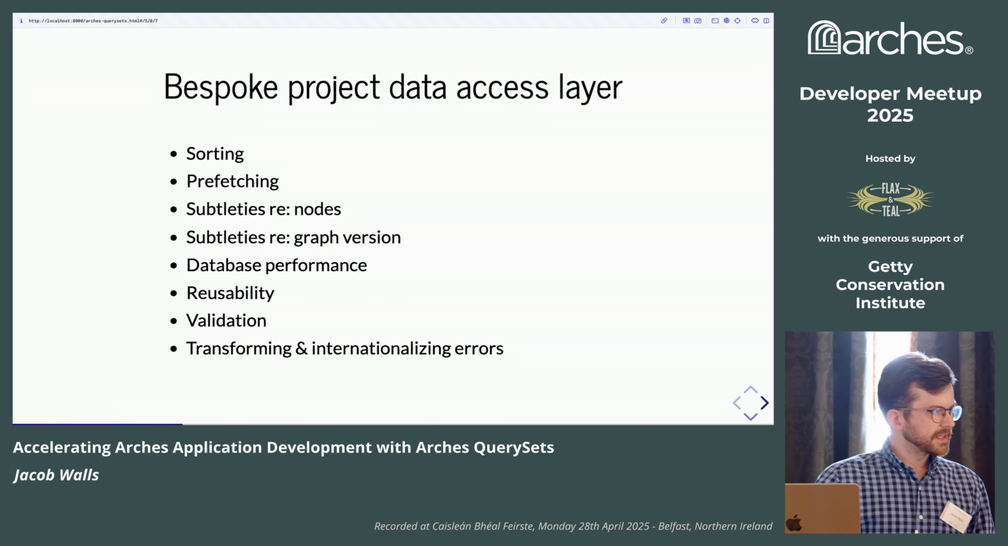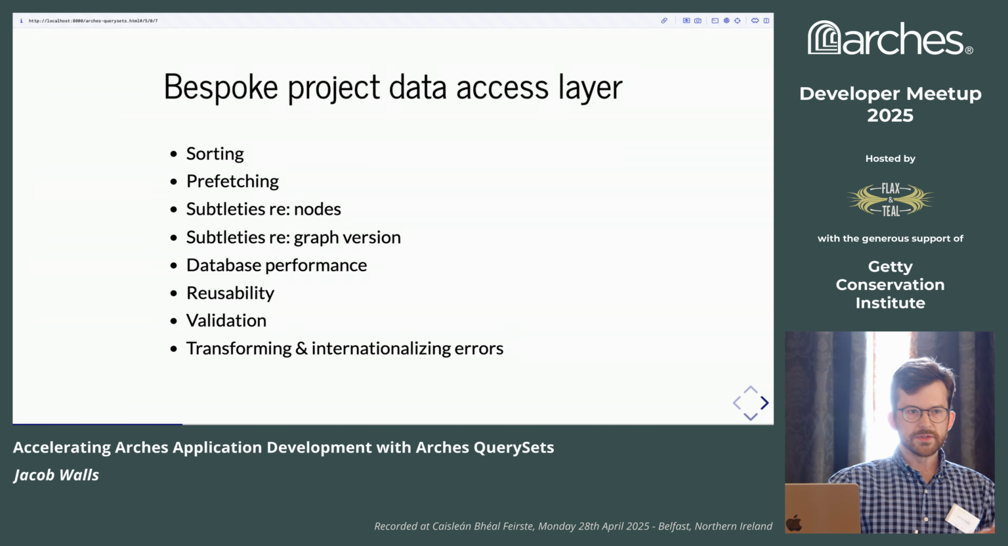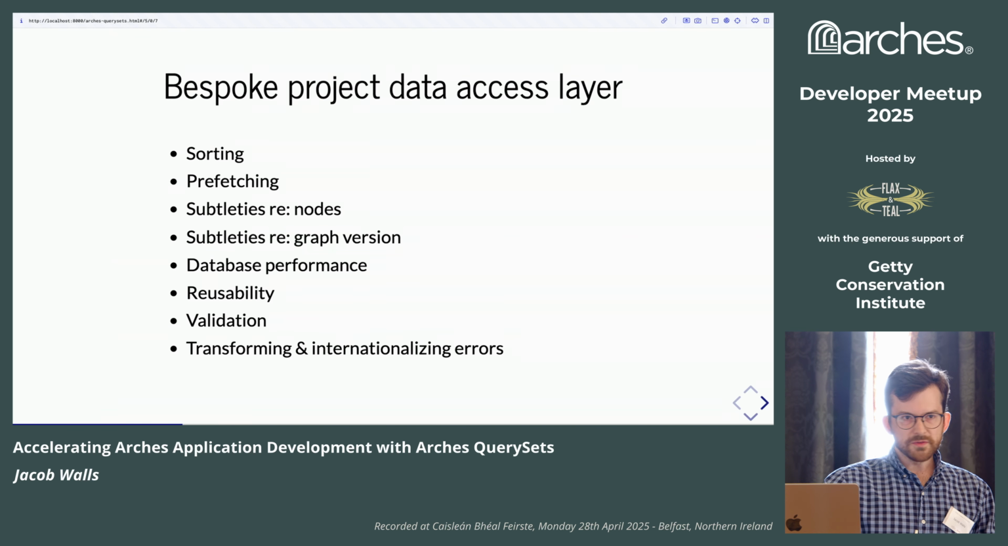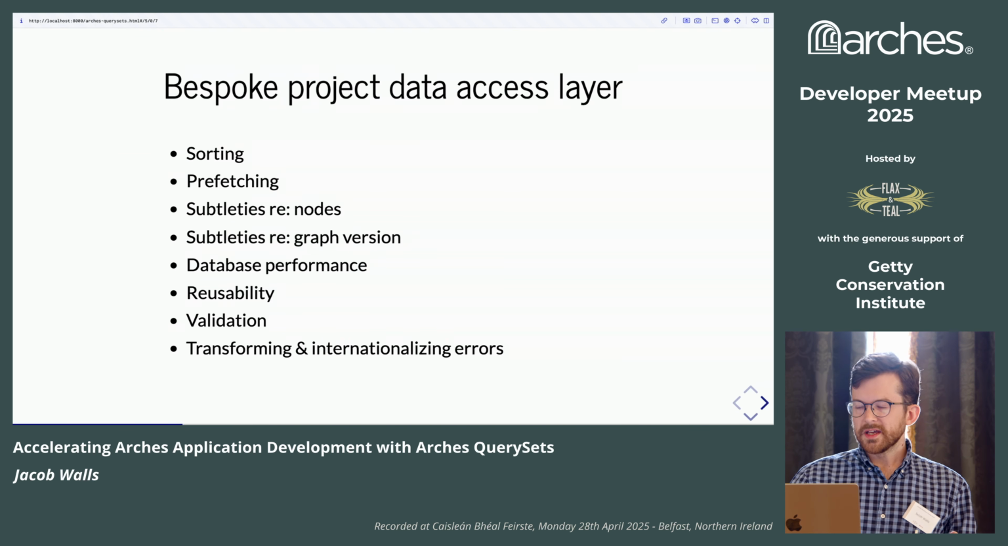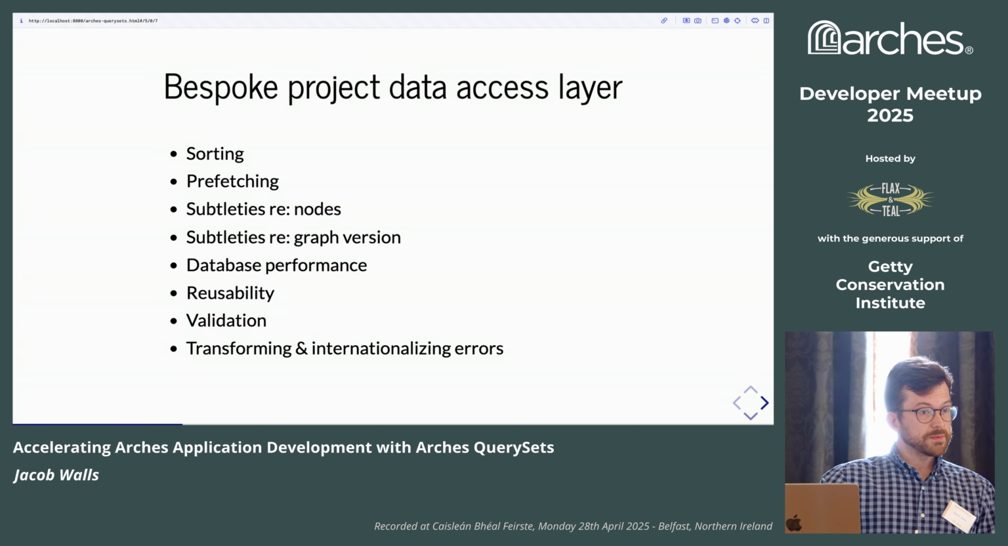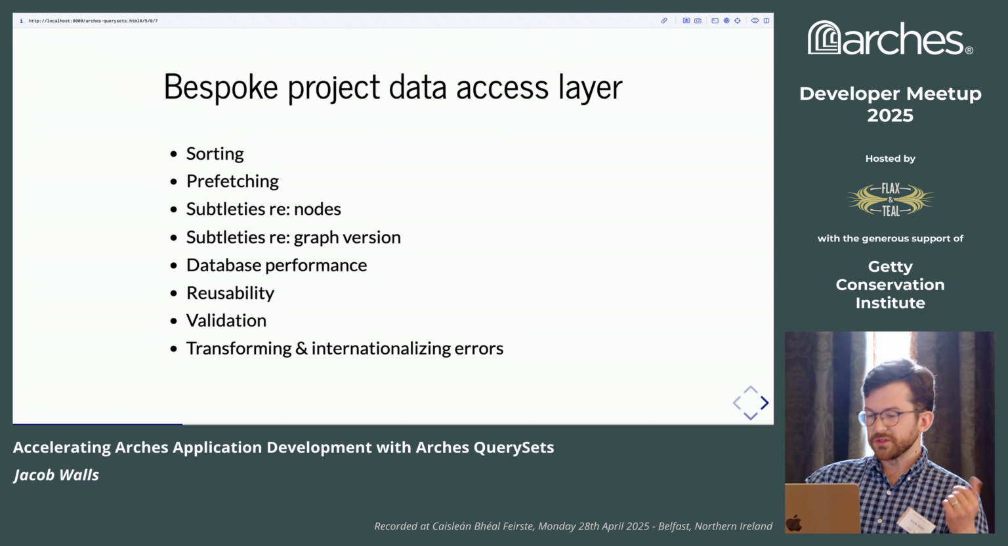Transforming and internationalizing error messages, right? A well-behaved JSON API shouldn't accidentally return some HTML from the default Django view. Errors need to be localized when that's appropriate. Too much information shouldn't be exposed, right? Because that's a security vulnerability if you've accidentally included a traceback in your error message.